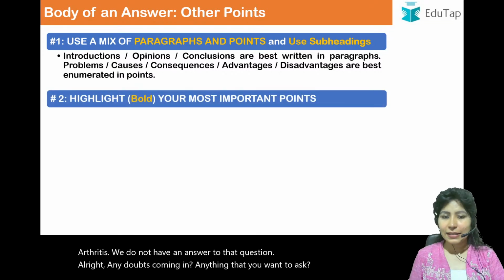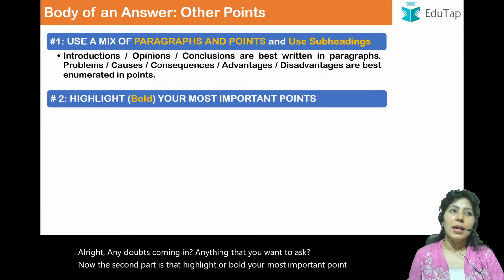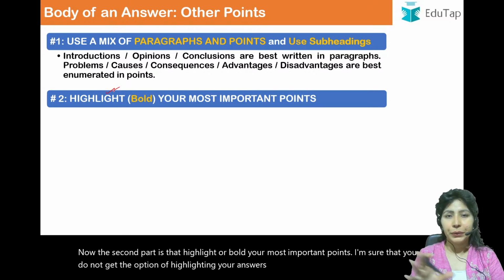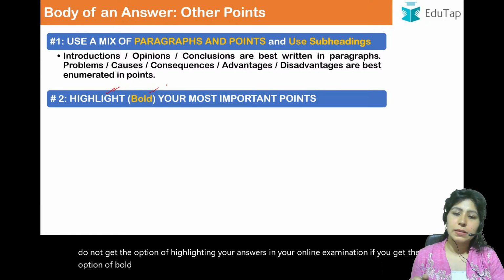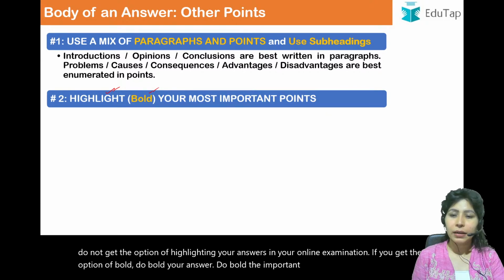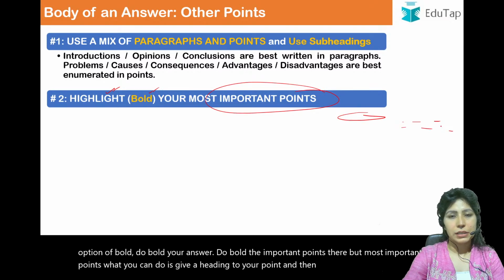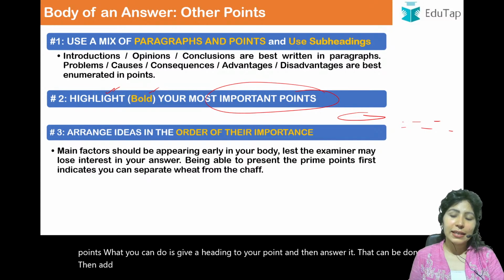Now, the second part is to highlight or bold your most important points. I'm sure that you do not get the option of highlighting your answers in your online examination. If you get the option of bold, do bold the important points there. But for most important points, what you can do is give a heading to your point and then answer it. That can be done. Then arrange ideas in the order of importance.